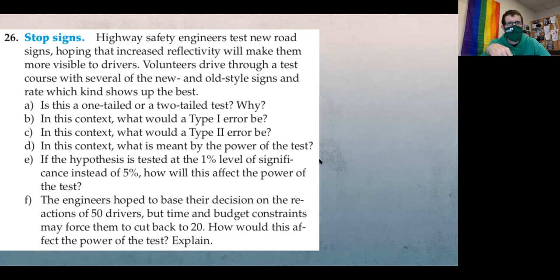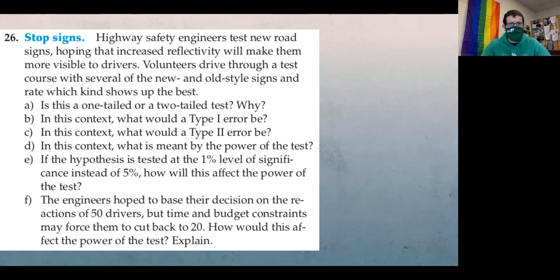Isn't it a one-tailed test because we're trying to see that the reflectivity will be more visible? So the increase with the new road sign? I think that's fair. Because even if they are different and the new ones are worse, we wouldn't want to conclude, oh, let's go with these because they're worse than the old ones, right? So I think it's fair to go with a one-tailed test.